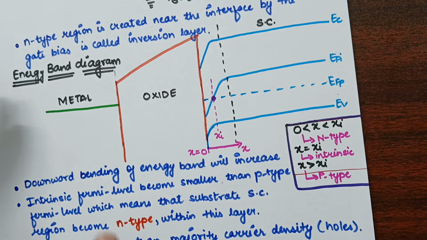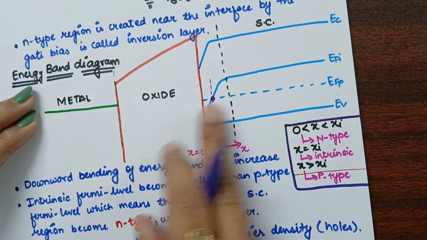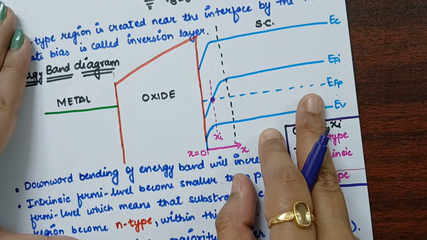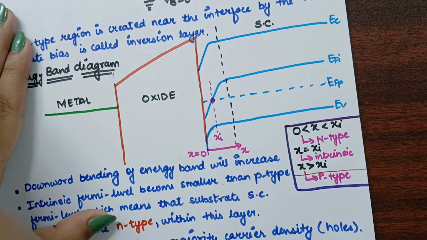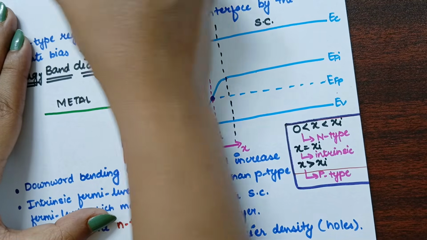This is the metal, oxide and semiconductor. Similarly, the electric field direction will be in which direction? It will be in this direction.